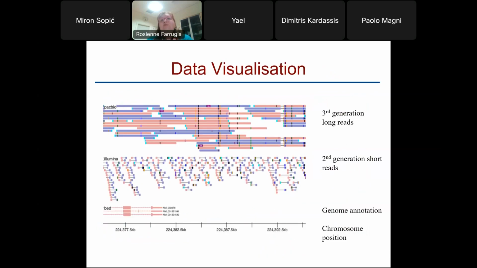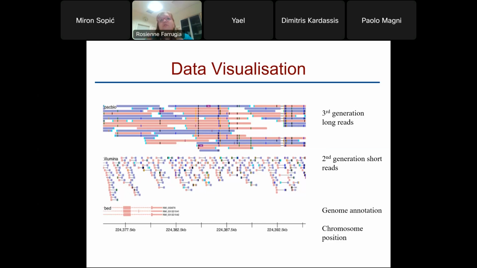So if you were to visualize third generation reads and second generation reads for the same region, you will immediately appreciate the differences. For second generation reads, we have many tiny fragments, and we can pick up single nucleotide variants. Every vertical line, which is a different color, a blue, a yellow, a green, a purple, shows a single nucleotide variant, but we cannot detect deletions, for example, or duplications or translocations or any rearrangements.